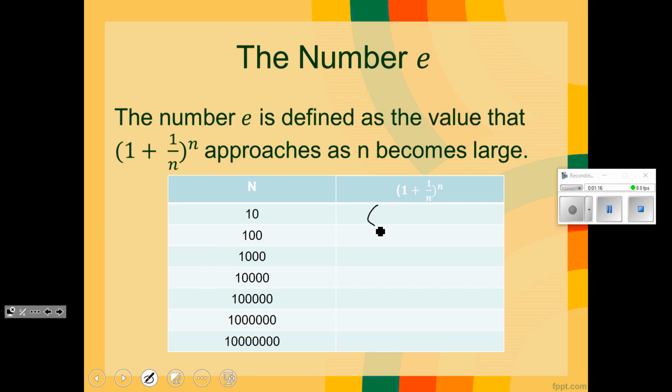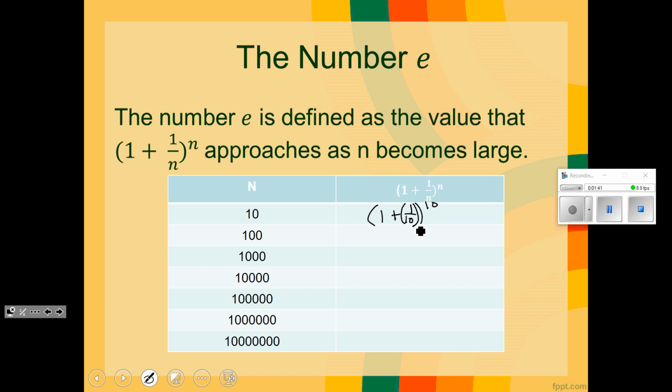We're going to plug in 1 plus 1 over n, what's my n for the first one? 10, raised to the 10th power. You may have to put separate parentheses around the 1/10. Let's do the first one together, and then I'll let you do the rest of them. I'll give you a couple of minutes.